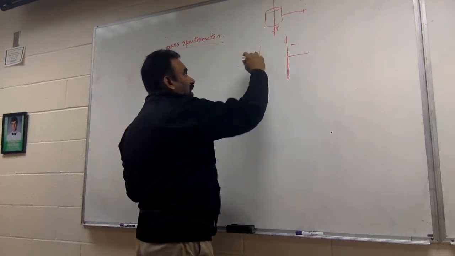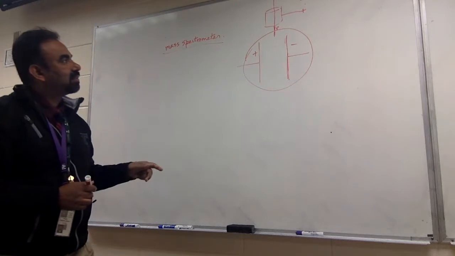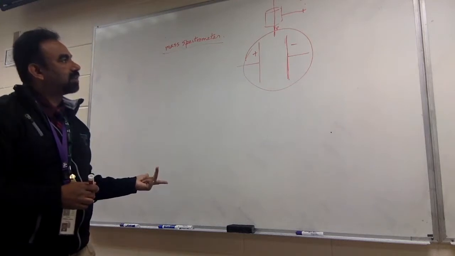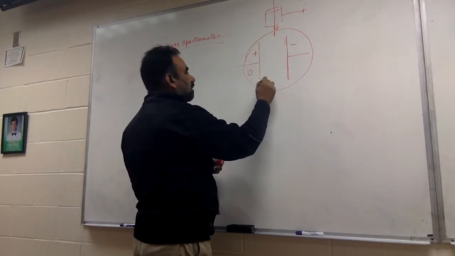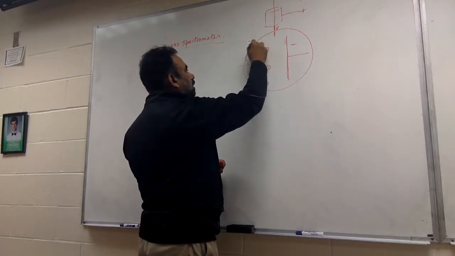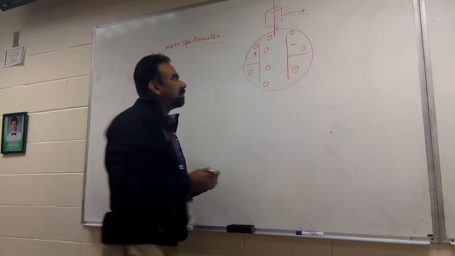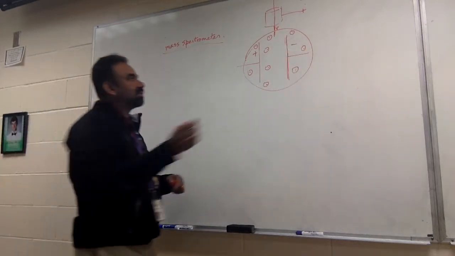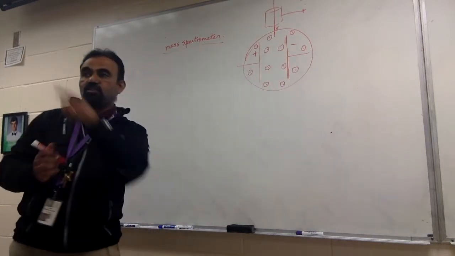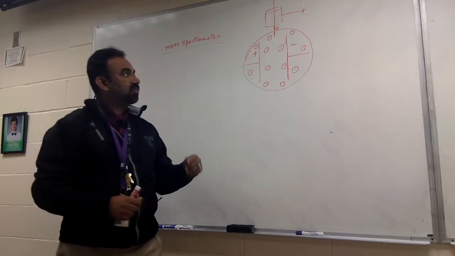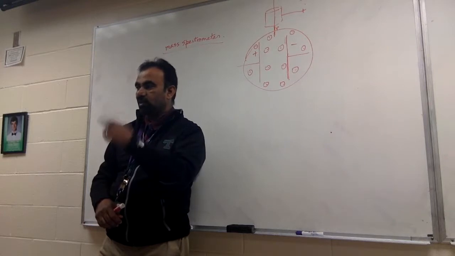Now, at the same time, if you put a magnetic field here, facing outward, facing towards you, so there's an electric field that way and a magnetic field that way, two fields.